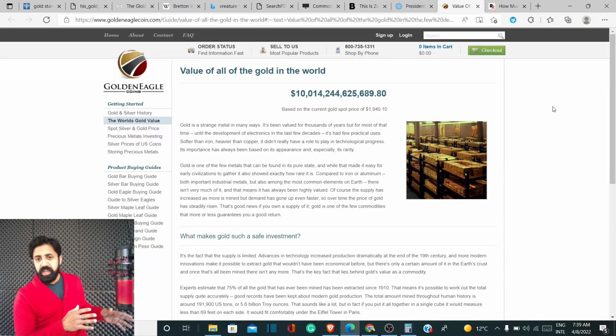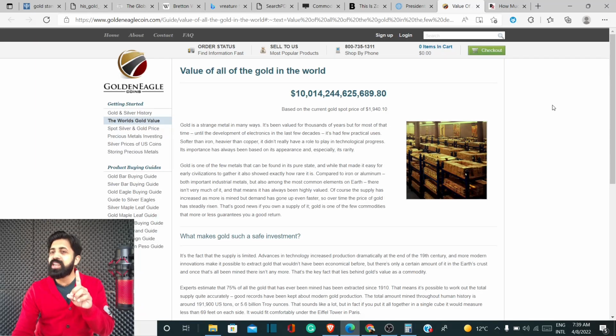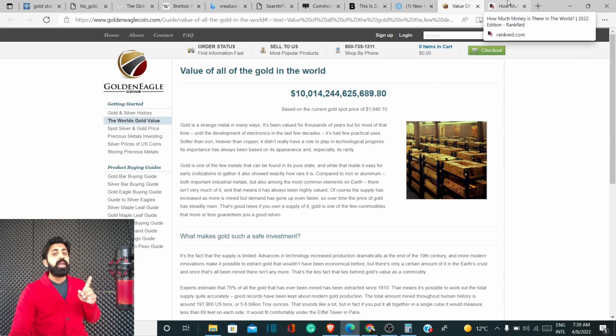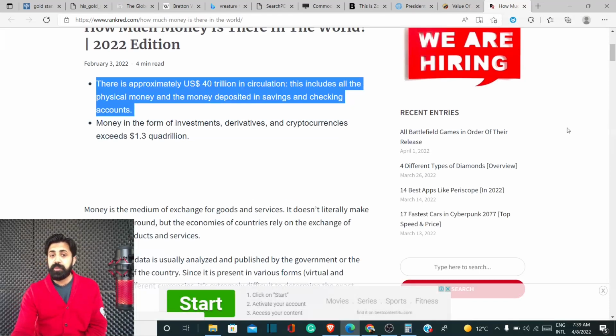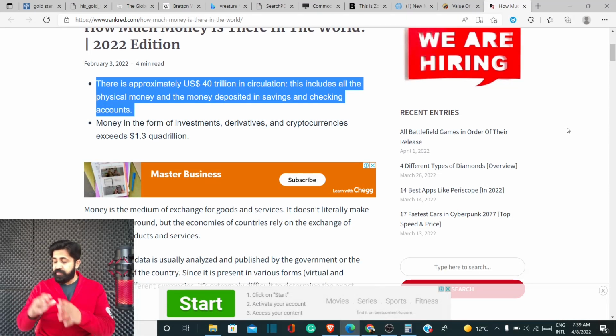Look at the total value of gold. It's $10 trillion. Now just look at one currency, because in the basket of SDRs you have a lot of them, but just look at one. $40 trillion. It's the physical cash, money deposited and all, $40 trillion.